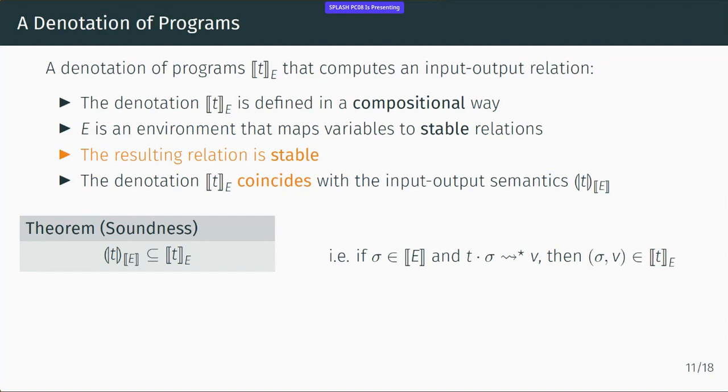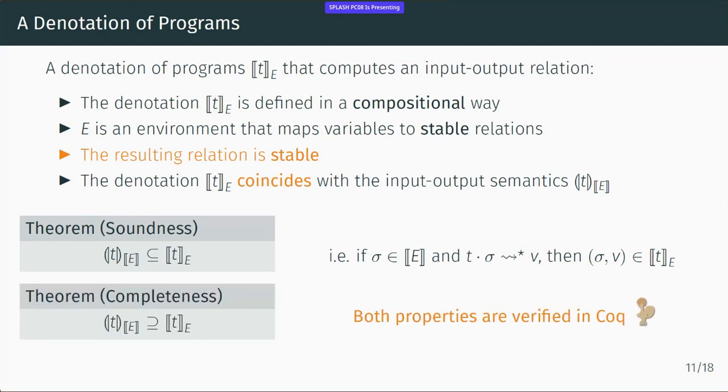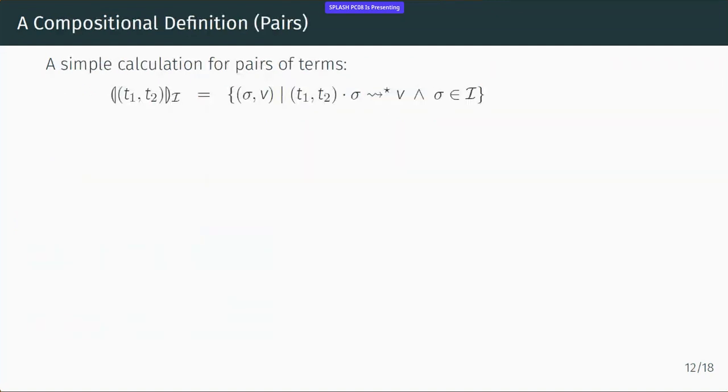Okay. What is also interesting is that we have completeness here. So the two semantics actually coincide, and this is remarkable because if we had used the standard reachability semantics, we could not show completeness. So both properties, we have proved them using the Coq proof system. So let me show you some details about how we define this interpretation.